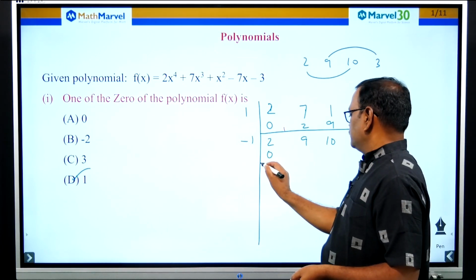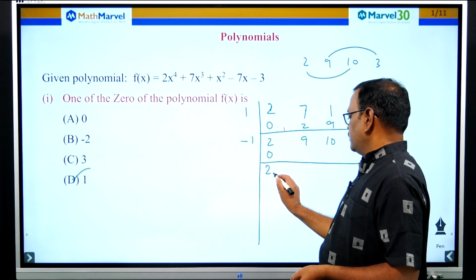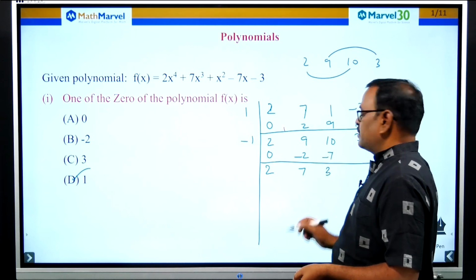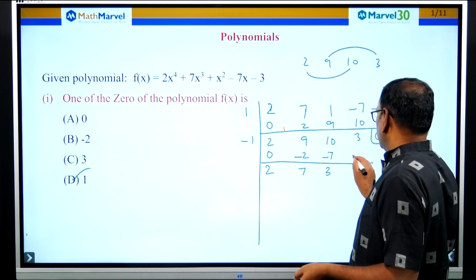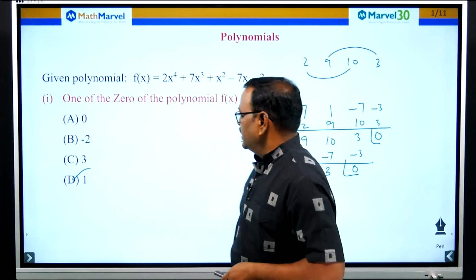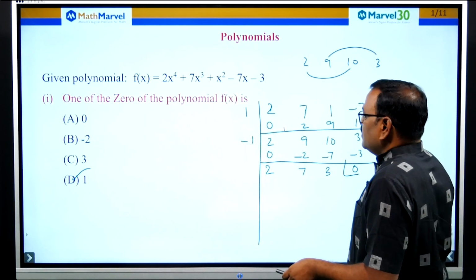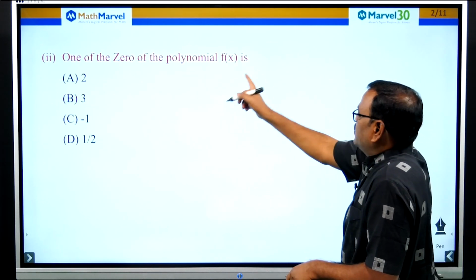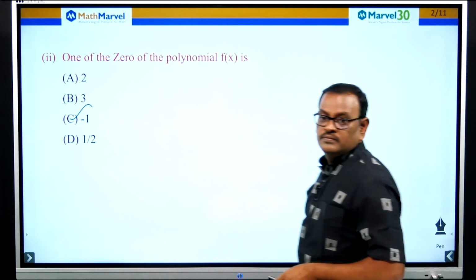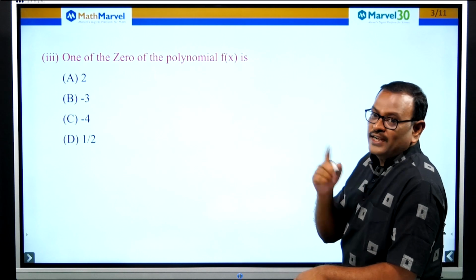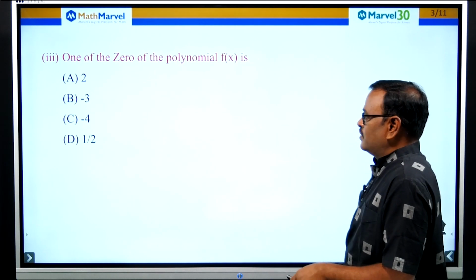Okay, 0. 2 plus 0, 2. 2 into minus 1, minus 2. 9 minus 2, 7. 7 into minus 1, minus 7. This is 10 minus 7, 3. 3 into minus 1, minus 3, 0. See the second question now. First question, 1 is a zero, and second question, one of the zeros of the polynomial is minus 1. Then, one of the zeros of the polynomial other than 1 and minus 1. Very important, other than 1 and minus 1.